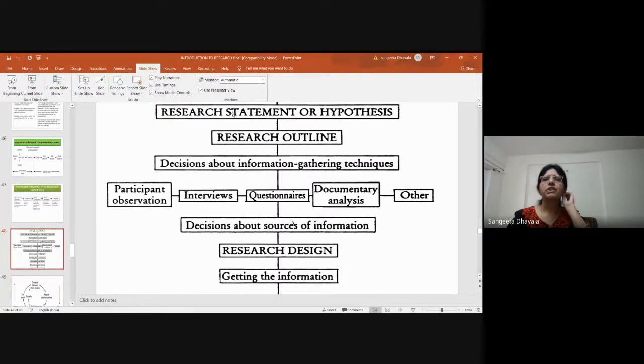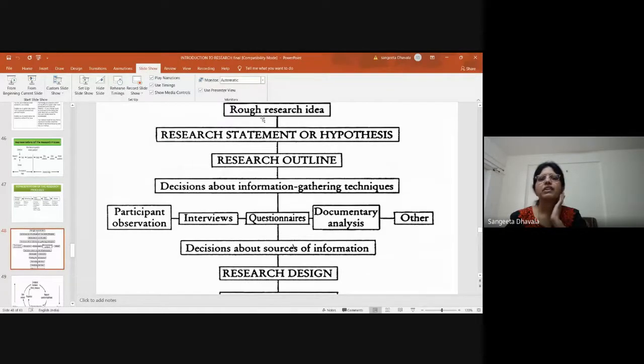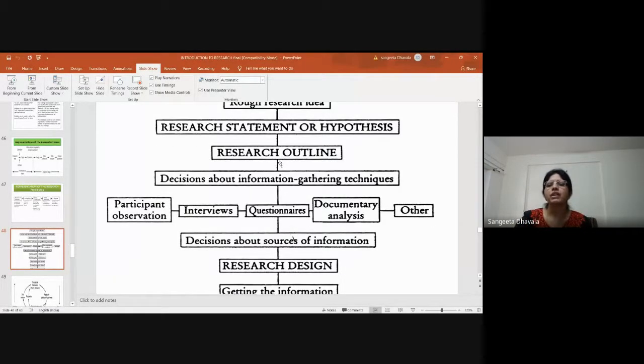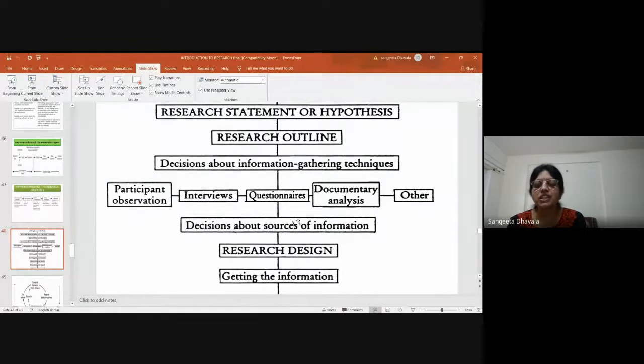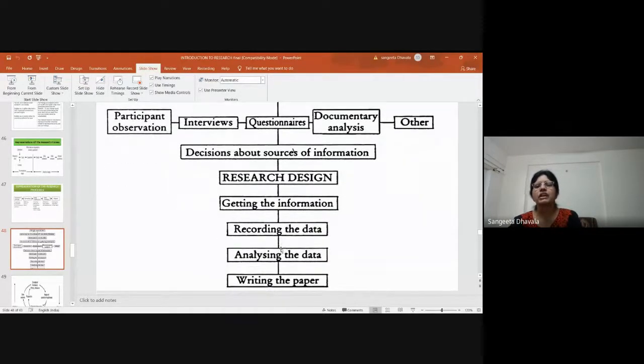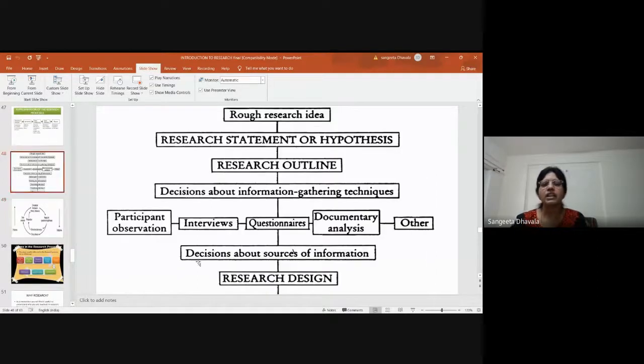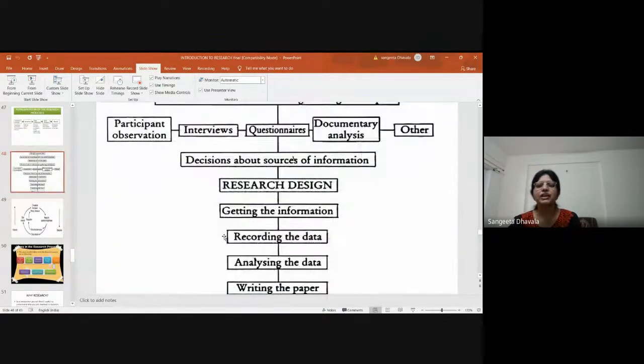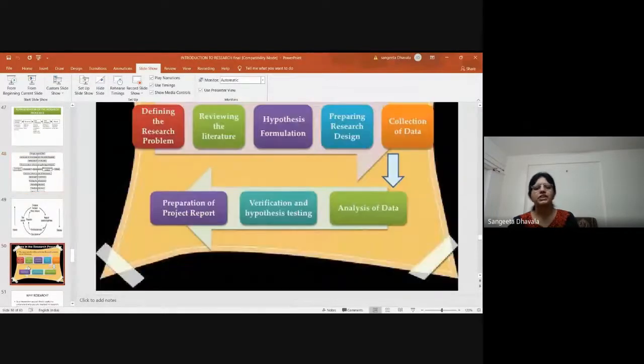So first will be your research statement or hypothesis. You will start off with a rough research idea, then write a research statement or hypothesis and your research outline. So how are you going to gather information? Whether you are going to follow participant observation, interviews, questionnaires, documentary analysis or any other method. What are your sources of information? What is the research design you are adopting? You get the information, record the data, analyze the data, and with all the data that you have analyzed, you will finally write your paper and send it for publication.